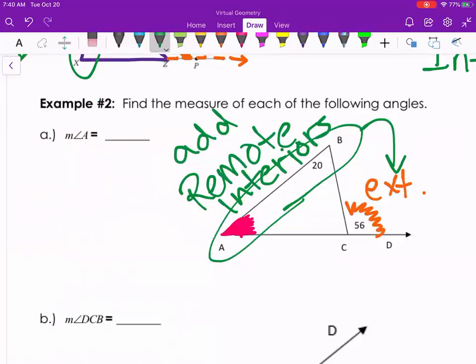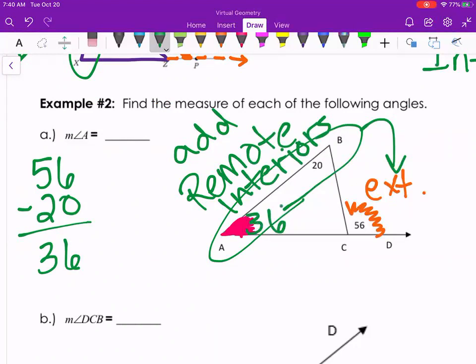Because with these, we're not using all three angles. We're only using two of them to get to that outside angle. So if my total is 56, well, out of 56, 20 of that has been used up, which means my leftover for the remaining missing angle is 36. And that's how we find our missing remote interior. And now if I needed to find that third angle, I could.